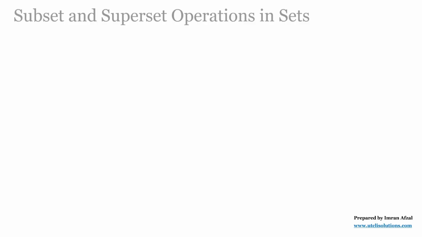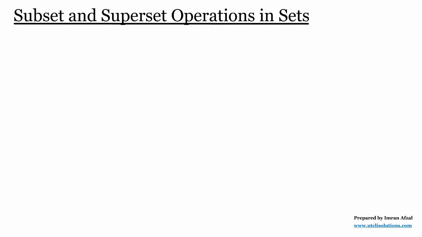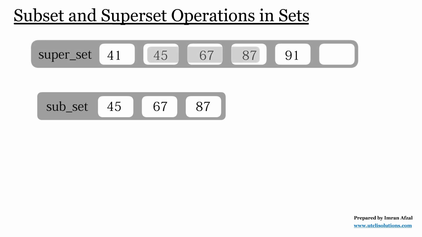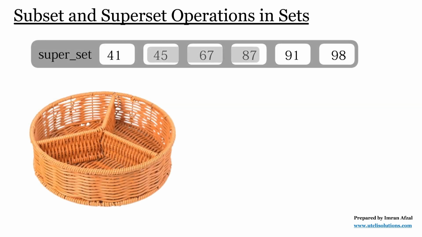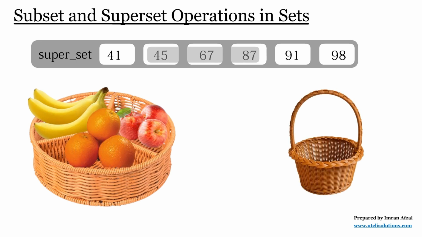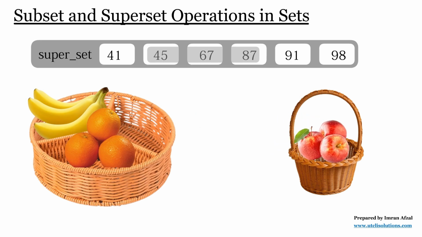Thank you. In this lecture, we will learn how to perform subset and superset operations in sets. A subset means that every item in a smaller group is also in a bigger group. For example, if you have a big basket of fruits that contain apples, bananas, and oranges, now you take out only the apples and put them in a smaller basket. This small basket is like a subset because anything inside it is also inside the big basket.